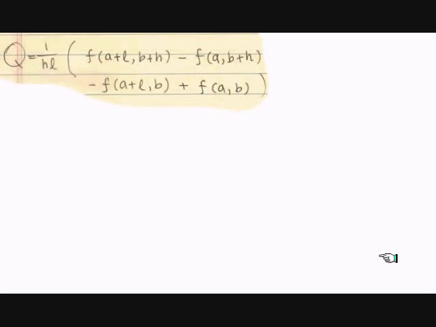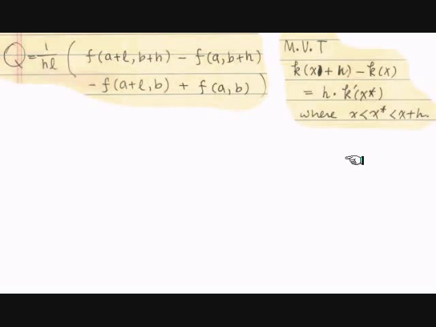So like I said, this is the four terms divided by hl, and there's no limit to it. So I'm going to call that quantity Q. This is a quantity that depends on the tiny values of l and h, while a and b are fixed. So we can say this really depends on small values of l and h, which are the independent variables. I said we're going to use the mean value theorem, so let's think about it.